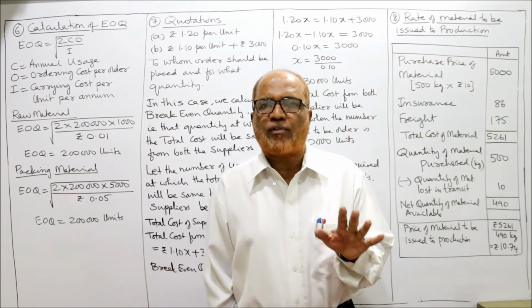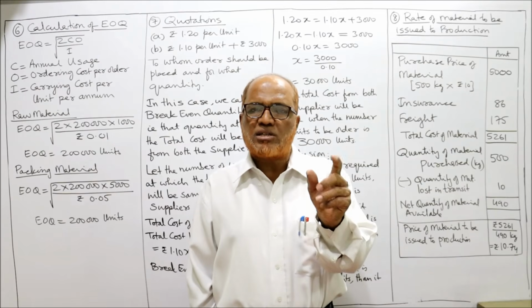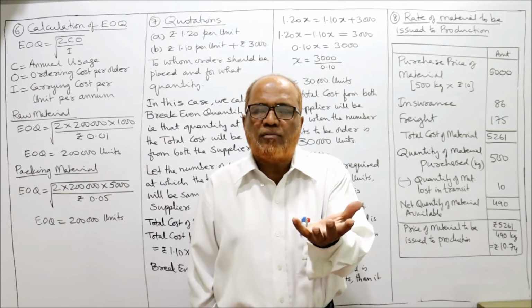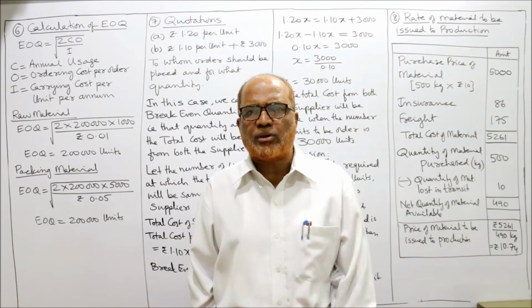Here the data is not given for year. The production rate is given per month and the cost of holding inventory is also given per month. So we take per month only.